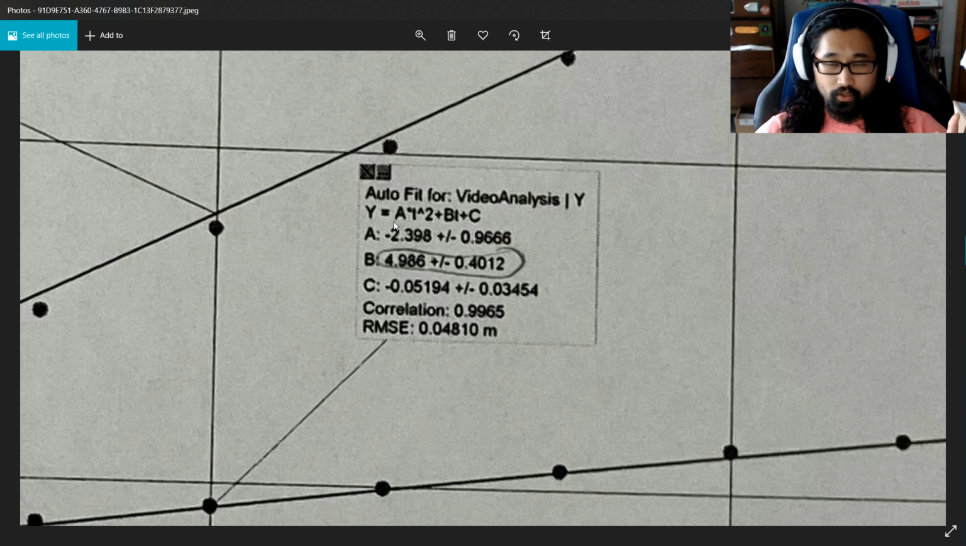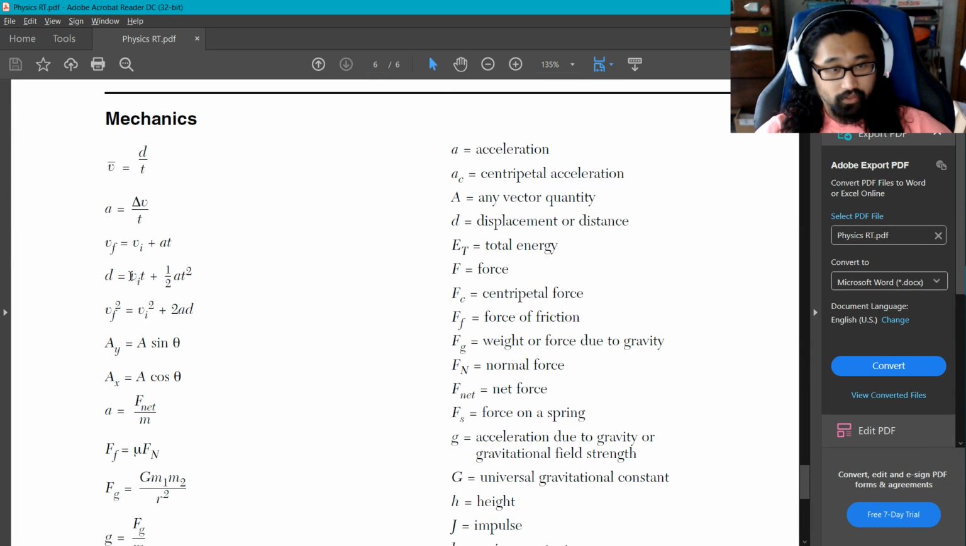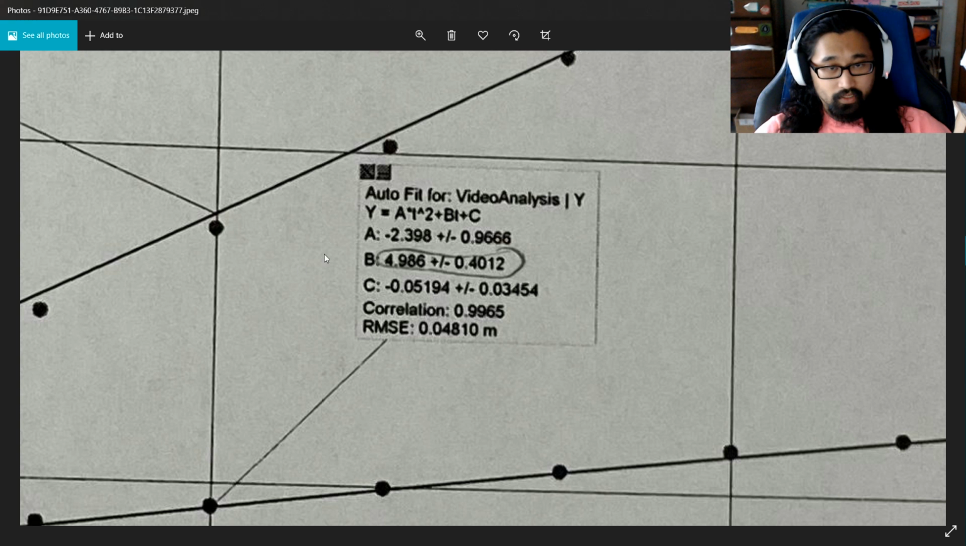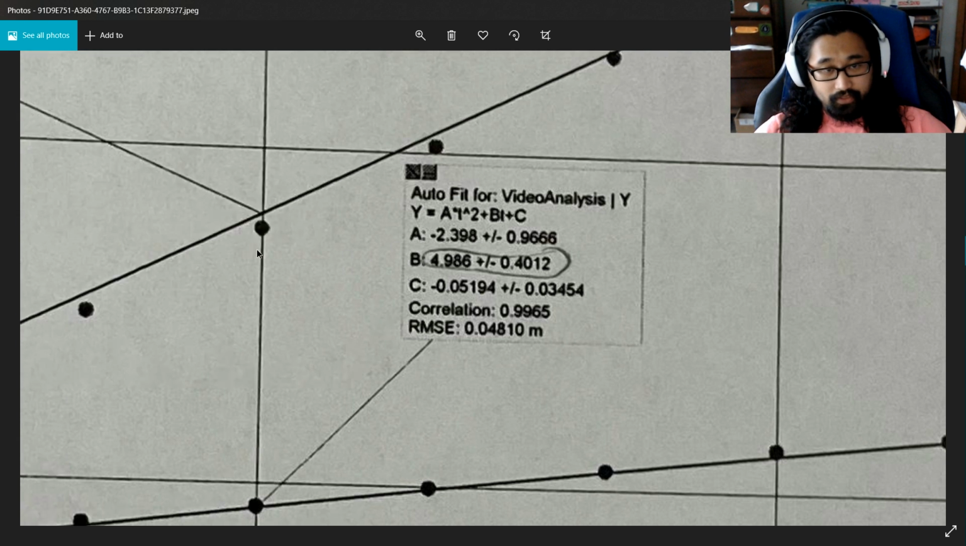Now that's not what we're worried about. We're worried about the velocity. Now I'm going to tell you why we need the velocity in a second, but that's why this b value is circled, because this b value represents the initial velocity. Look, it's b times time. And looking at our formula, vi is the initial velocity times the time. So we need this b value for something.